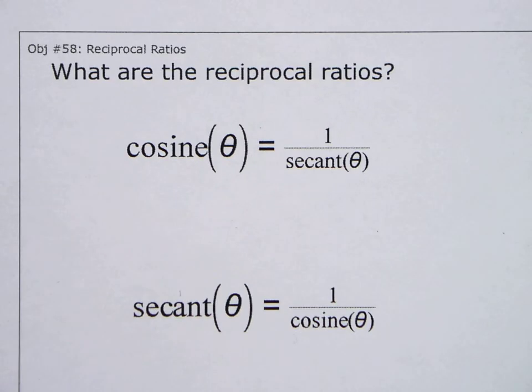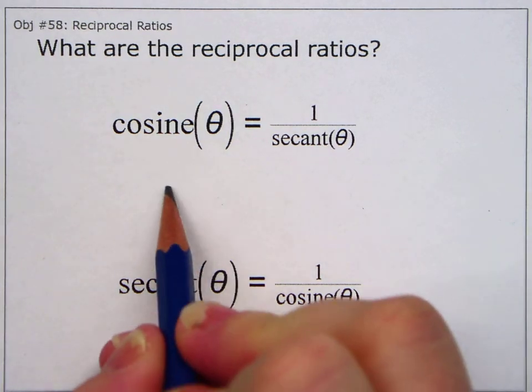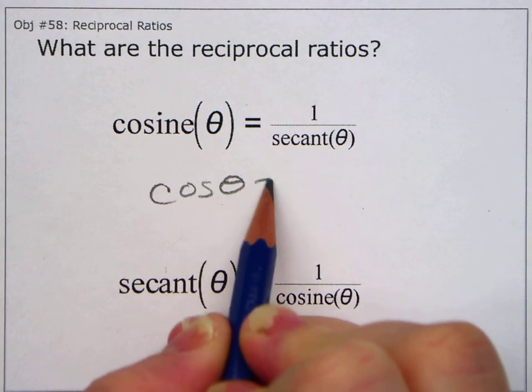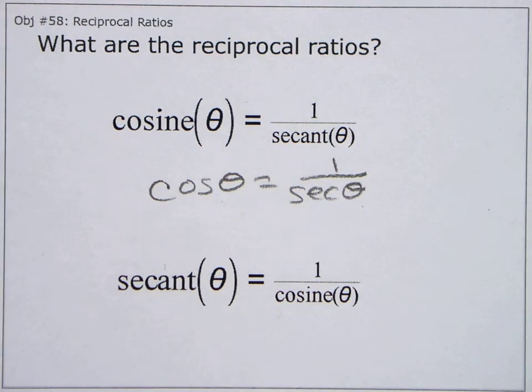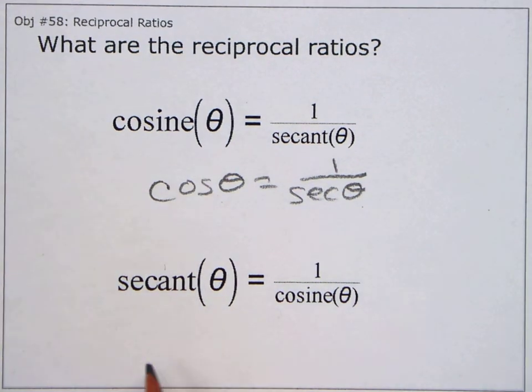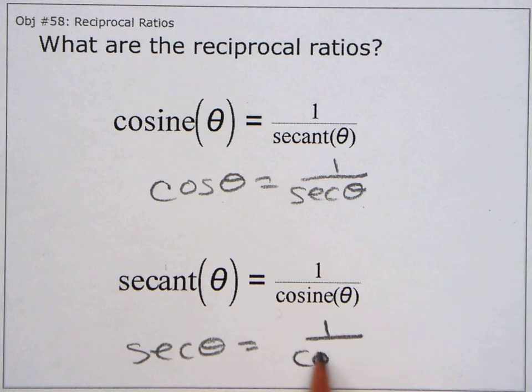Right. Same idea. The reciprocal of cosine is secant. You just flip that fraction, or you can do 1 over. All right. Again, don't call it sec. That irritates me. All right. Secant of theta, 1 over cosine theta. Okay. Pause the video if you need more time.